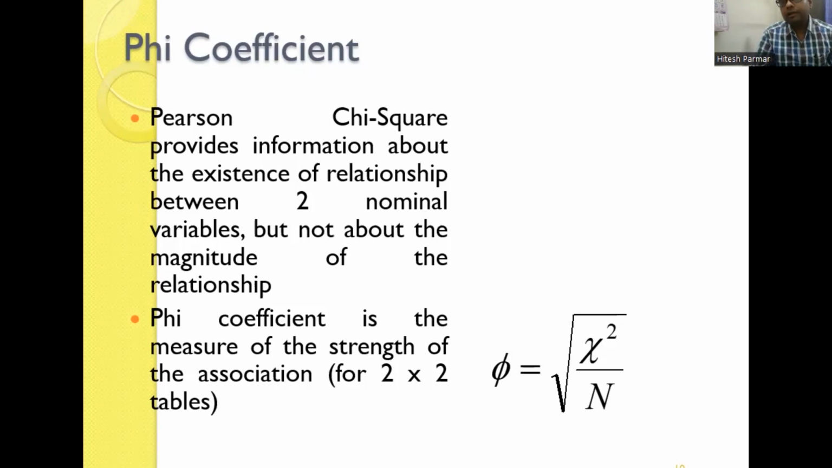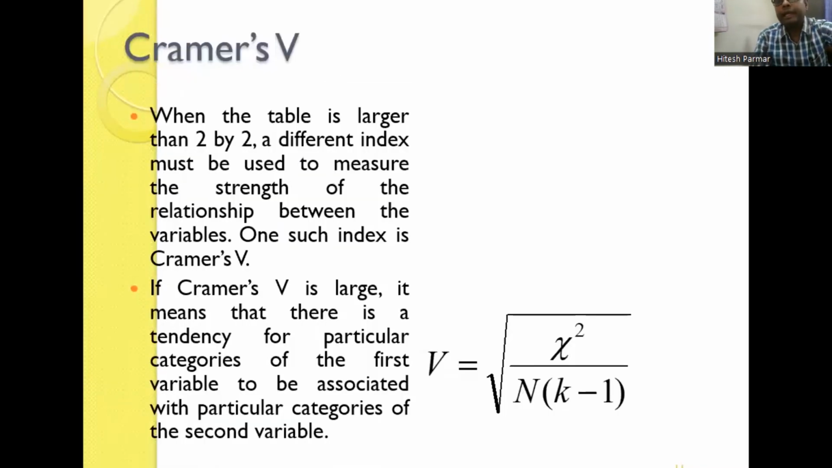So what should we do when our contingency table is greater than 2 by 2? Then we have Cramer's V. When the table is larger than 2 by 2, we can go for Cramer's V. The purpose is the same, to study the strength of the relationship between two variables. When the table is 2 by 2, we go for a phi coefficient, and when the table is greater than 2 by 2, we go for Cramer's V.